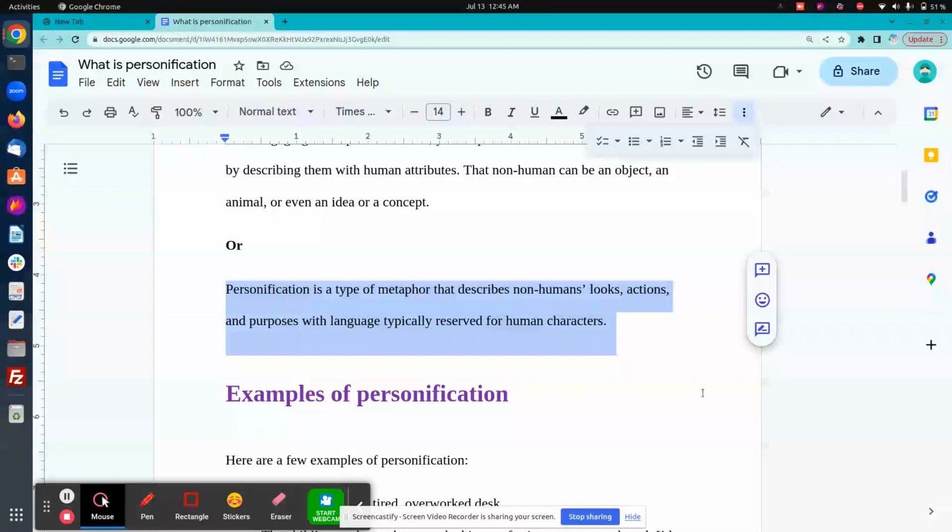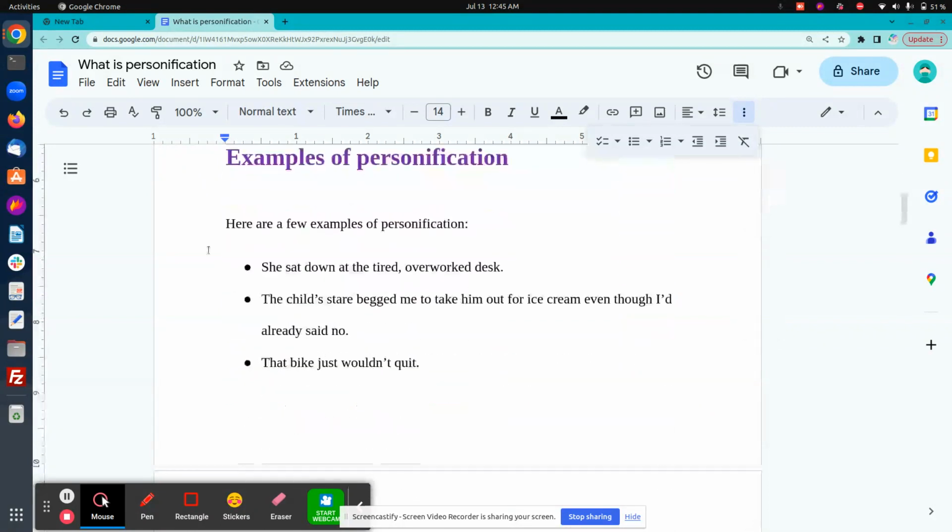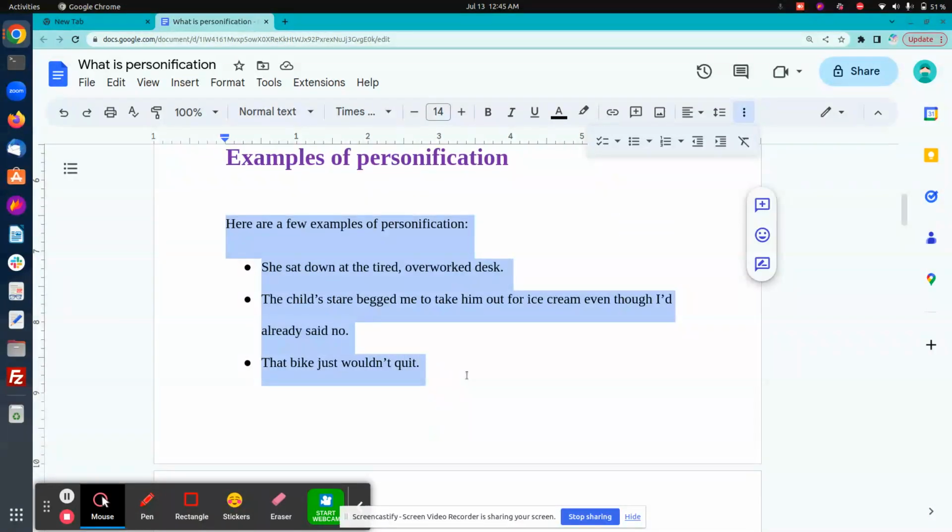So what the writers do, to make their writing more appealing, more engaging to the readers, they use personification. They give a human quality or human trait to a non-human being. All right, so we have a few examples over here. She sat down at the tired, overworked desk.